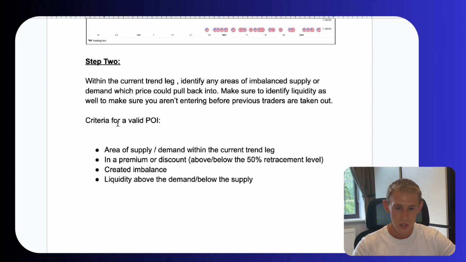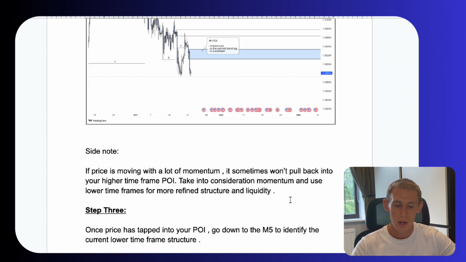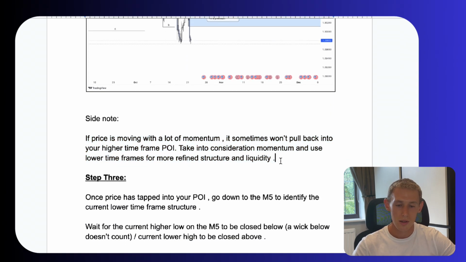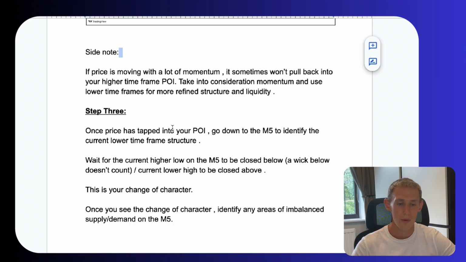So just to recap, a valid point of interest for myself is an area of supply or demand which creates imbalance and which has liquidity above if it's a demand or below if it's a supply. And that is very simply it. And that's what we're doing in step 2. I've included a few more nuanced details right here, but that's not really the point of this video. So I'll let you guys read through that in your own time or download it in the description below, as I said, completely for free.